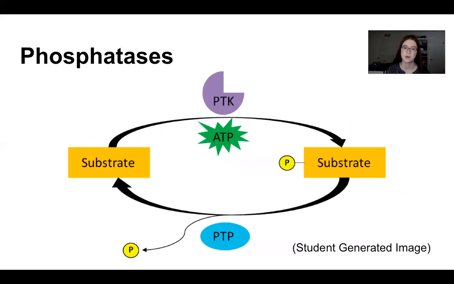A phosphatase works in conjunction with kinases for cell signaling or cell communication. In this image, the purple figure represents a kinase, and the blue figure represents a phosphatase. So in this image, a kinase in conjunction with ATP adds a phosphate group to a substrate. A phosphatase removes the phosphate group from the substrate. In this way, these two molecules work to carry a signal through a cell.